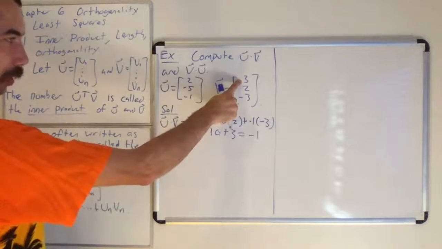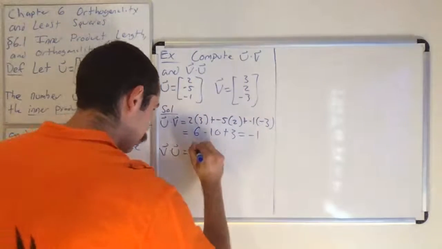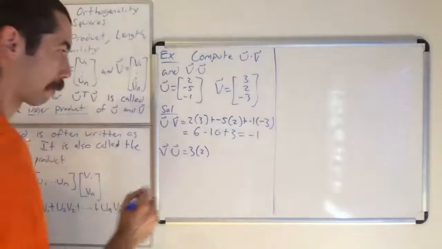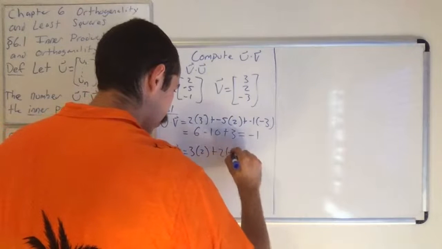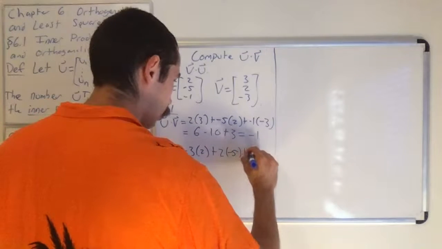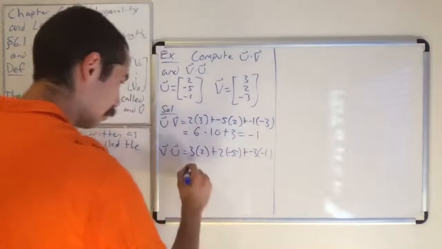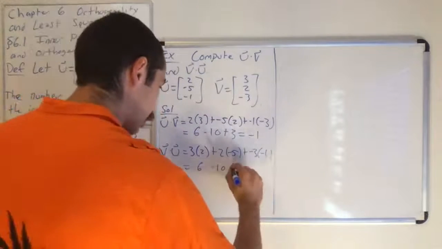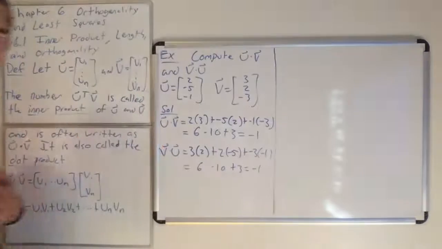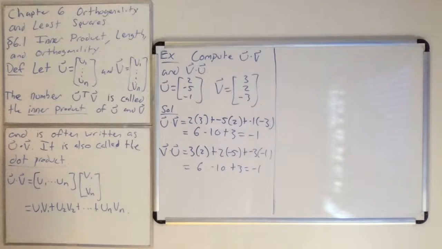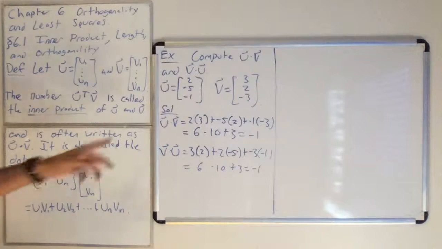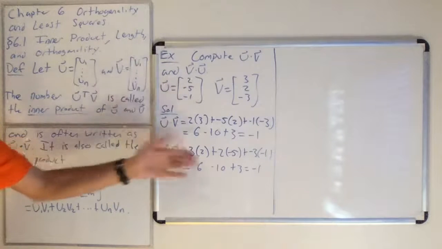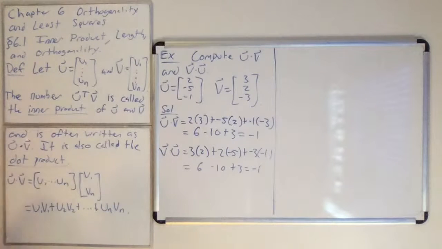v dot u would be 3 times 2 plus 2 times -5 plus -3 times -1, which again is 6 minus 10 plus 3, which is -1. Okay, so again, this dot product inputs two vectors and it outputs a number. And we'll see that this number actually has a little bit of importance to it. It's not just some random operation we decided to study.